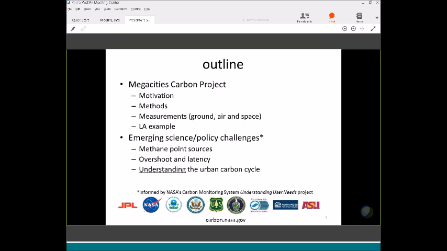But then I also, since I have the podium, I want to talk a little bit about emerging science and policy challenges in this domain. And I'll leverage off of the Megacities project to do that. That latter topic is informed somewhat by another project that I lead called NASA's Understanding User Needs Project. This is part of a program called the Carbon Monitoring System Program. It's a congressionally mandated program to improve the utility of carbon data sets, and it uses a number of ongoing collaborations with different agencies, including the California Air Resources Board.